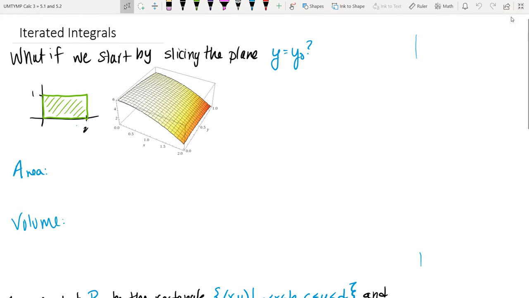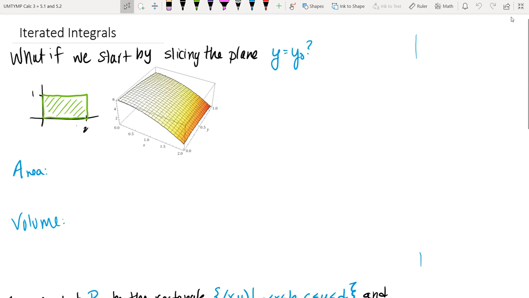In the last video, we discussed Cavalieri's principle and found the volume of this example that we were working with by slicing in along x equals x naught. Now, that was a little arbitrary. Could I have sliced in a different direction? And if so, what would happen? Would I get the same volume?